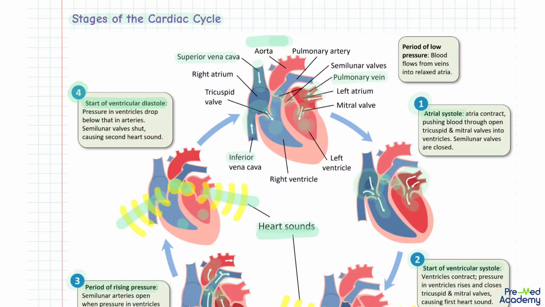And lastly, we get back to where we started. The pressure in the heart drops, and blood begins to flow back into the heart and fill up the atriums. Remember, this is not blood that is flowing backwards, because the semilunar valves are shut.